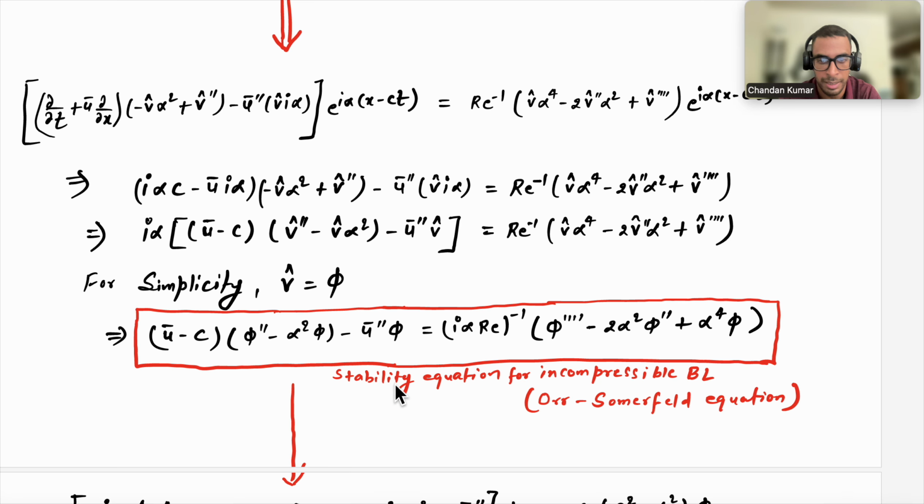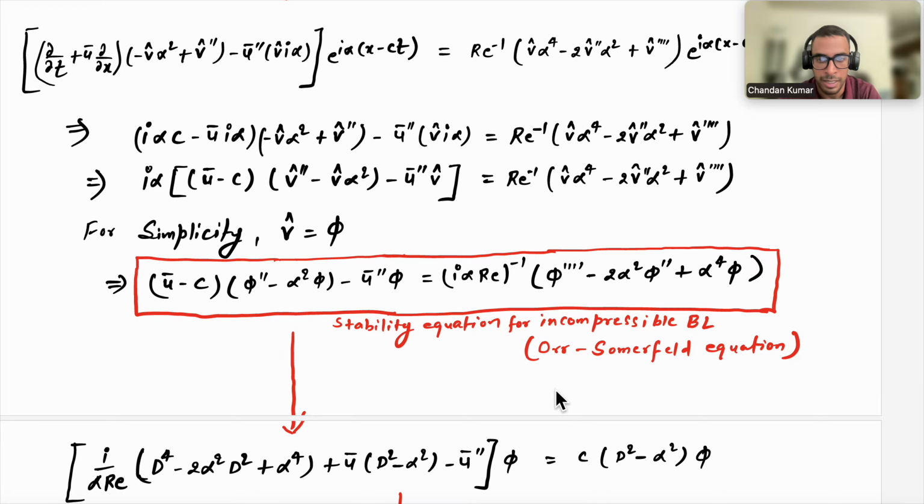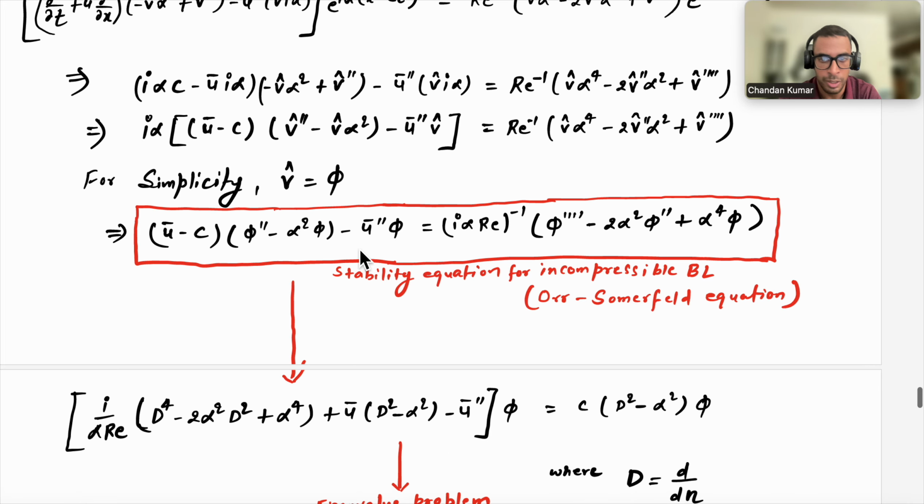So this is basically the stability equation for incompressible boundary layer, which is also known as the Orr-Sommerfeld equation. Very popular equation for the people dealing with the stability analysis for the incompressible flow, where they find something called Tollmien-Schlichting waves, and this is a very crucial equation to identify the Tollmien-Schlichting wave. So we will further look into how we are going to solve this Orr-Sommerfeld.